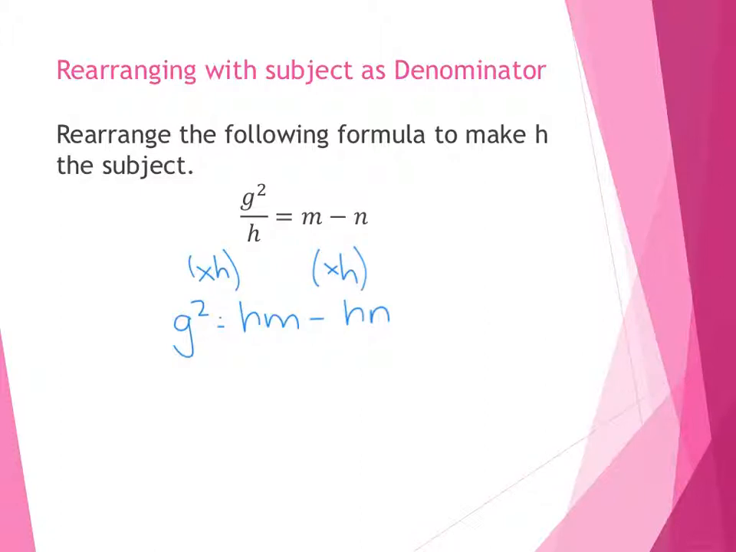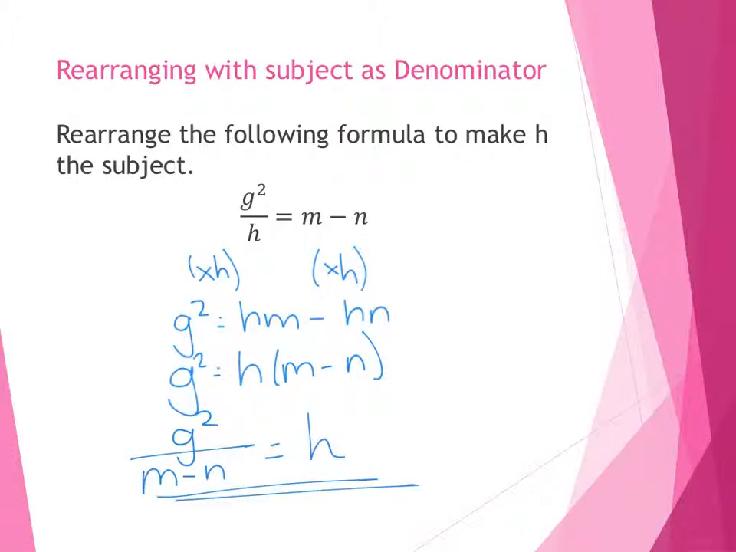Okay, so we're trying to make h the subject, we're going to have to factorise it. So h times m minus n, bringing out our new subject as the factor, and then we're going to divide by our bracket, so g squared over m minus n is equal to h, and that's our final rearranged version.